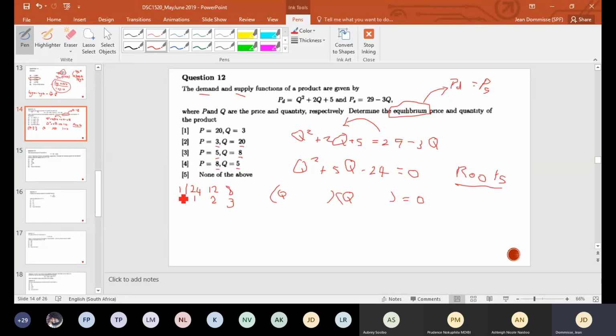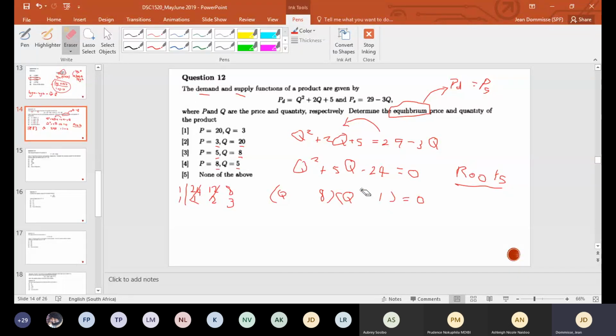Okay, so if I multiply the ones in 24, minus 1 or plus is not going to give me 5. 12 minus 2 or plus 2 is not going to give me 5. So that is not going to work. That's not going to work. 8 minus 3 will give me the 5. Cool. So then I know the one is 8, the other one is 3.